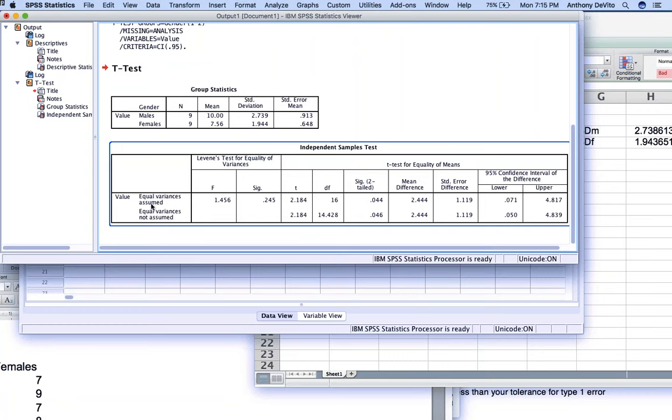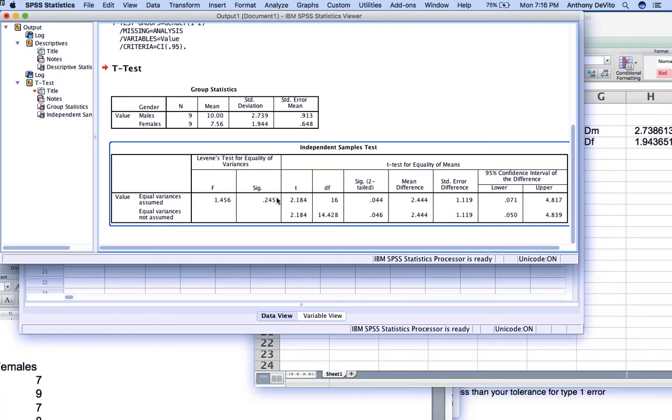So let's take a look at this. If you run this test, what's the probability that you would be wrong if you reject the null hypothesis? Is the significance less than 0.05? What does it say there? The significance for that test of equal variances is 0.245. Is that less than 0.05? No, it's not. So we fail to reject the null hypothesis.